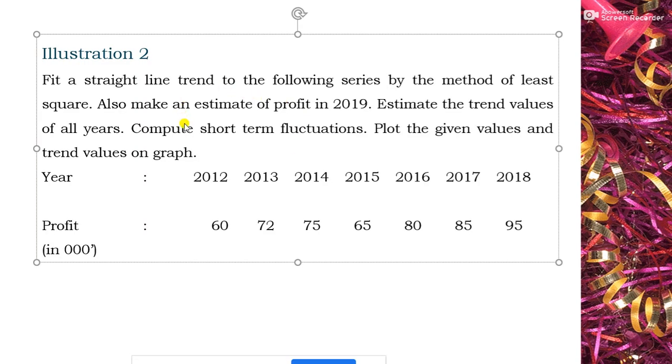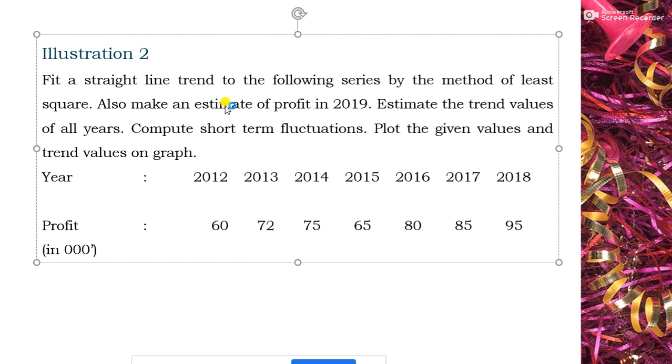So in the question you are asked to fit a straight line trend, that you have already done, that is y is equal to a plus bx. Then estimate the trend values for all the years, that also we have done. Then compute short term fluctuations. You know the formula for short term fluctuations, actual values minus trend values. That also we have done.